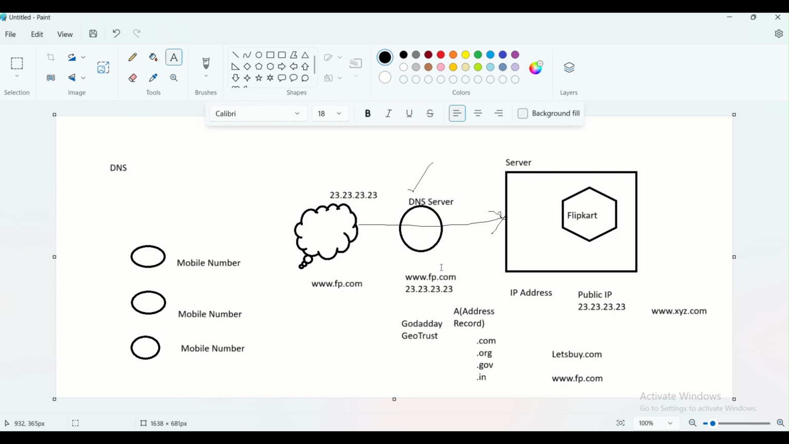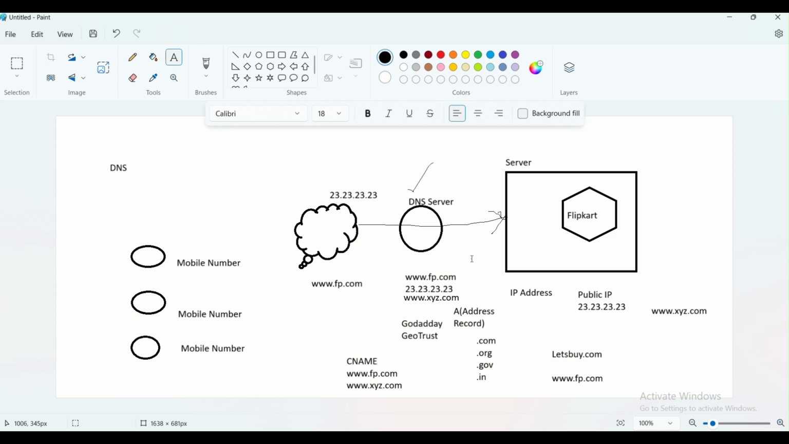only. In addition to that, there is one more concept in the DNS that is called canonical name, or CNAME record. What it will do is map a domain name to another domain name. They will map www.fp.com to www.xyz.com, and here they will update the IP address with www.xyz.com, and they will remove the fp.com from here.